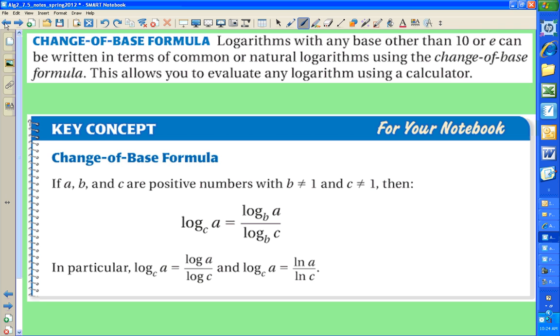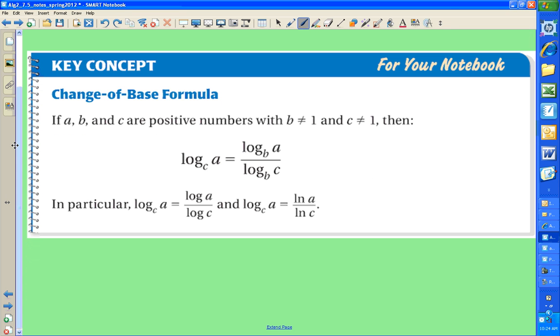In the book, they take the property like this and say, here's log base C of A, here's log base B of A over log base B of C. And they say, if you want to do common logs, log base C of A is common log of A over common log of C. And it could be natural log of A over natural log of C. It's just a matter of which way you want to go, common or natural. I always pick common. It's a habit, but it's not going to change anything.